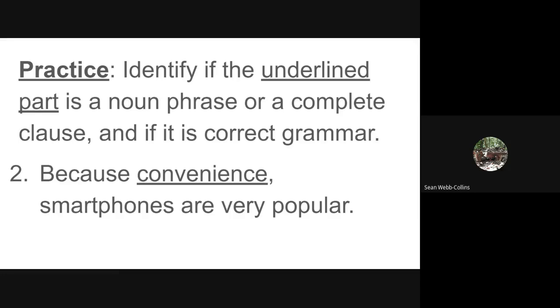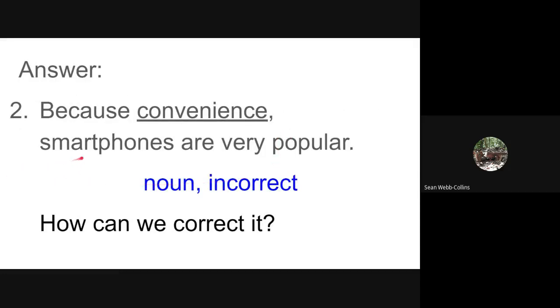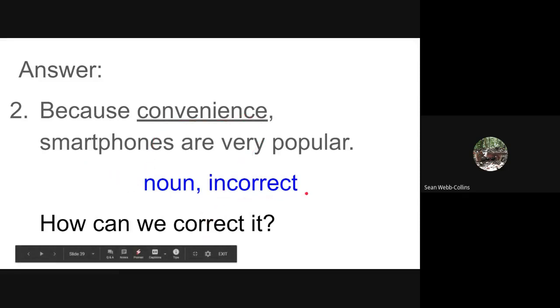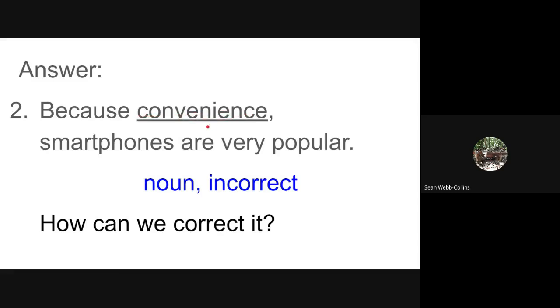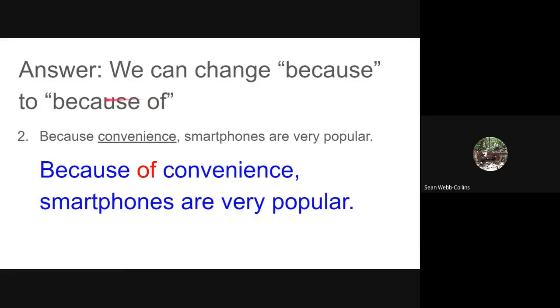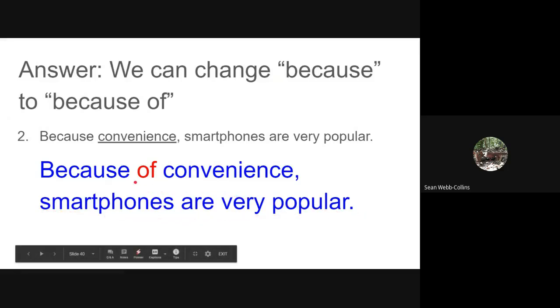Okay, let's reveal the answer. The answer is that convenience is a noun, but it is incorrect. How can we correct the sentence? Well, we would have to add more details to make it a full sentence. Right, so the answer was we can change because to because of. Because of convenience, smartphones are very popular. The adding of one word can sometimes make a world of difference.